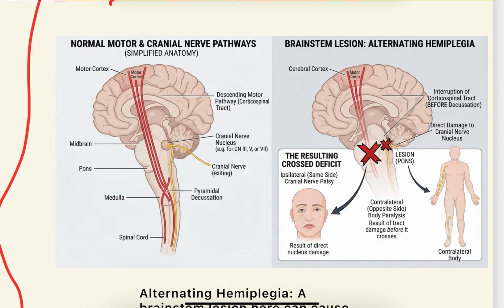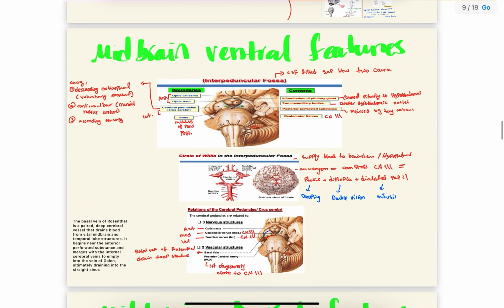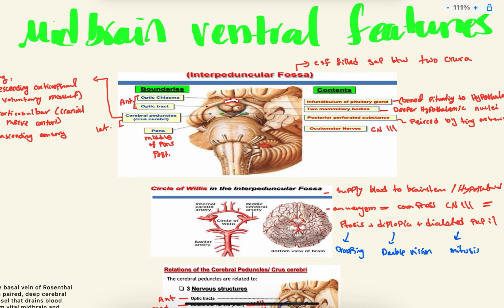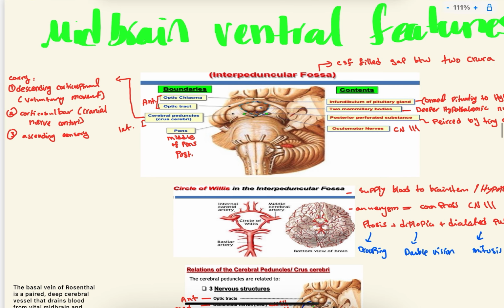Okay, now let's talk about the midbrain, the ventral features, or the features that are anterior to us. What can we see? Let's get started. Here we have this interpeduncular fossa. What can I see here? This is the optic chiasma, and this is the optic tract, and this is anteriorly seen. And then on the lateral side, I will see the cerebral peduncle, or also called the crus cerebri.